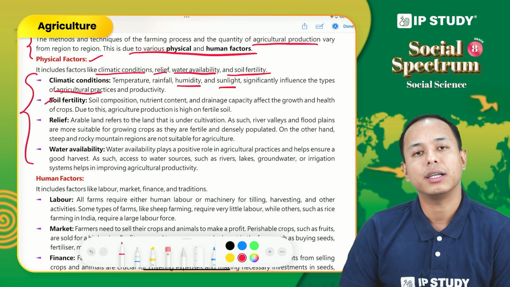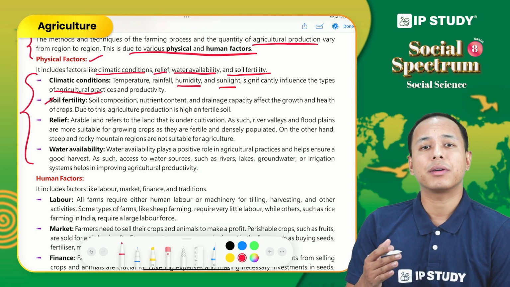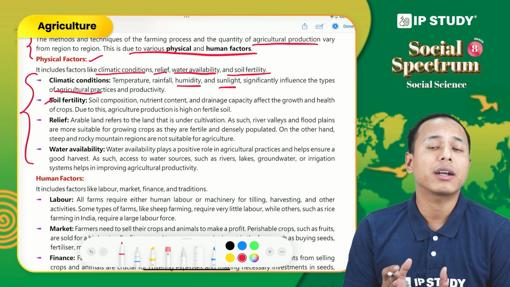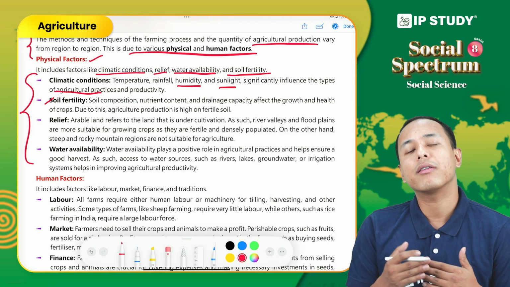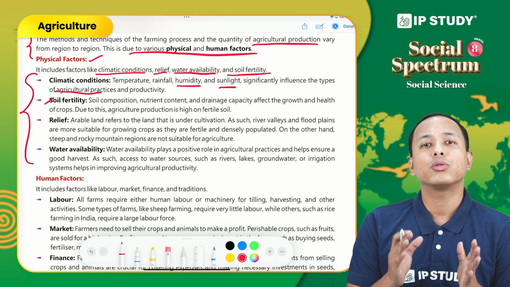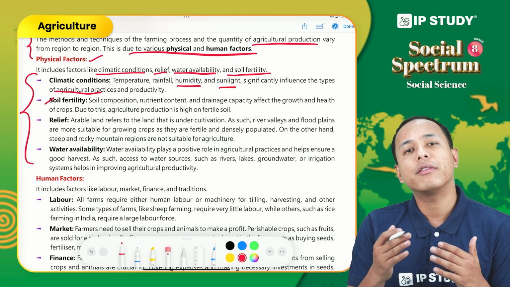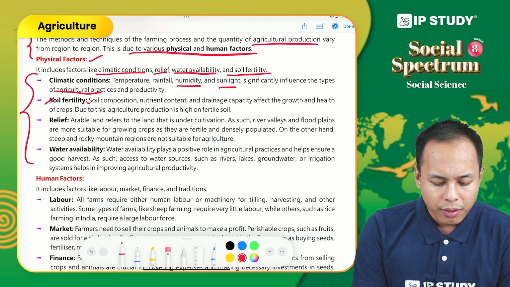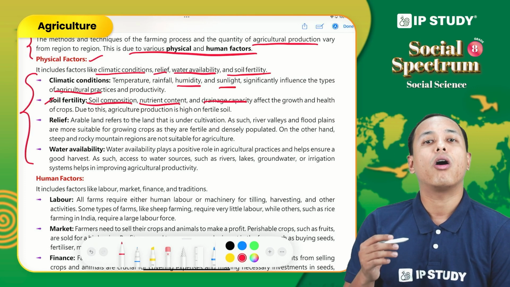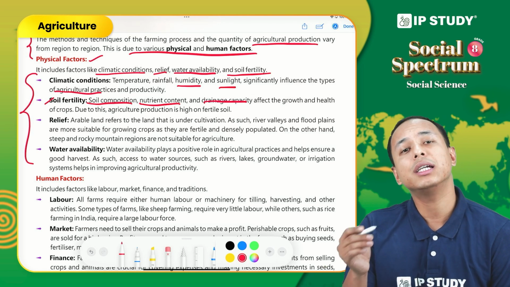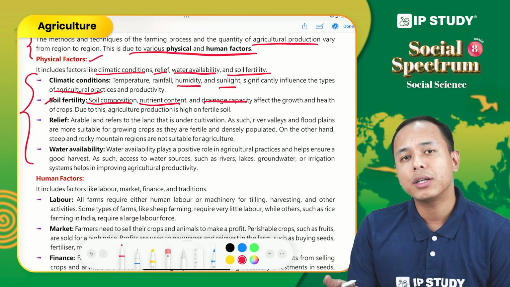Second, soil fertility. We all know soil fertility plays a very important role because agricultural production flourishes in fertile soil. It is very favorable for agriculture. On the other hand, in soil that is barren or arid, it is difficult to cultivate crops. Soil composition, nutrient content, and drainage capacity all affect the health of the soil, which in turn affects the type of crops grown and also the quantity of crops grown.